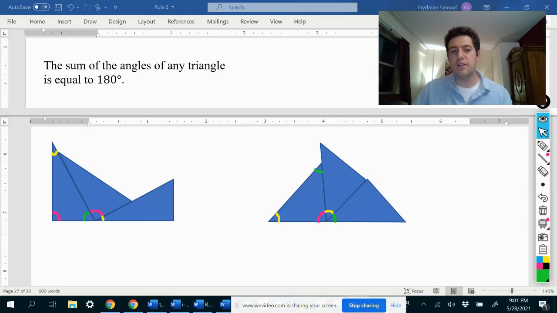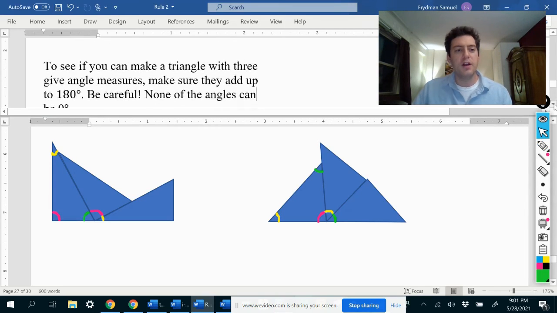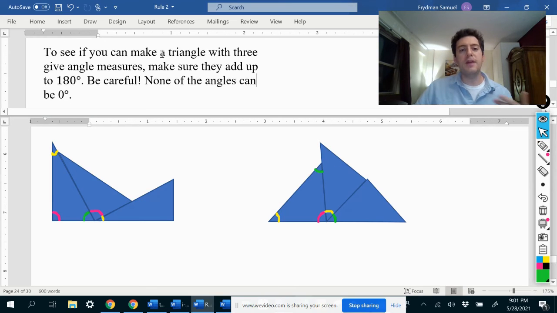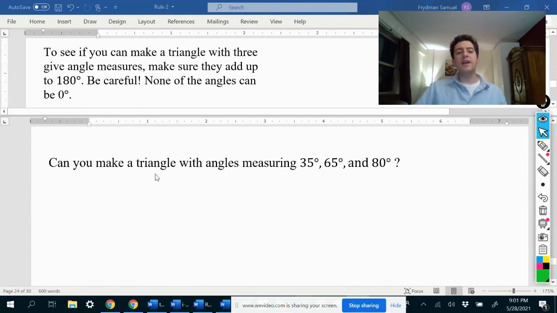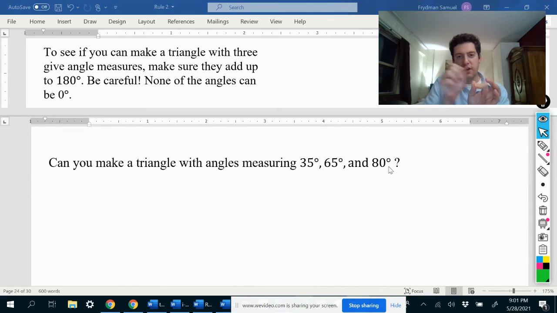All right, so the other thing that I want to say in this video is that to see if you can make a triangle with 3 given angle measures, just make sure they add up to 180 degrees, but be careful, none of the angles can be 0 degrees. Okay, so for example, if you're asked, can you make a triangle with angles measuring 35 degrees, 65 degrees, and 80 degrees? So if you had a ruler and a protractor and you were good at drawing things, would it be possible for you to draw a triangle where one of the angles was 35 degrees, one of the angles was 65 degrees, and the other angle was 80 degrees?